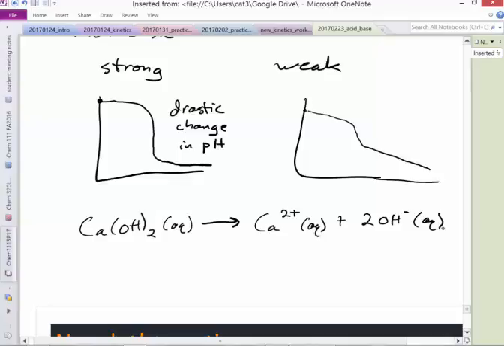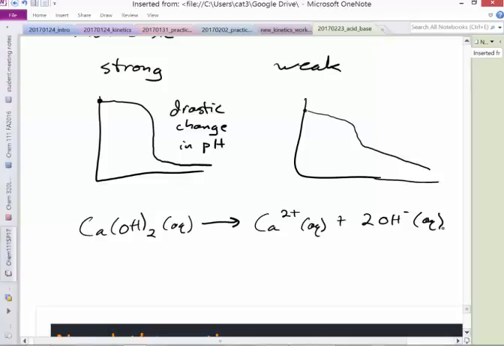Before you answer the question I'm about to ask, give it a second. Is this monobasic or dibasic? Ask yourself, what's the base? What's the actual molecule that will do the extraction of a proton? OH minus, hydroxide. OH minus is the base. How many protons will OH minus take? One. It will become water. So even though there's two of them in the calcium hydroxide, the base itself is monobasic. We just have more of it.